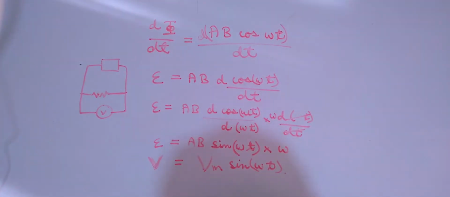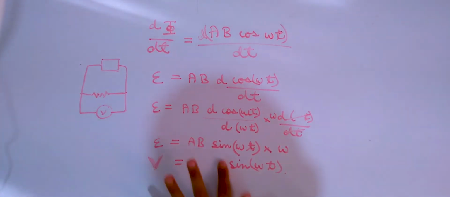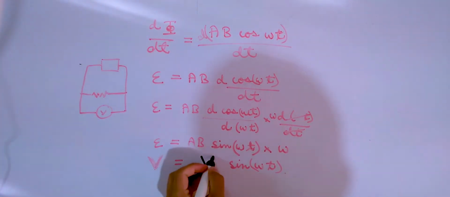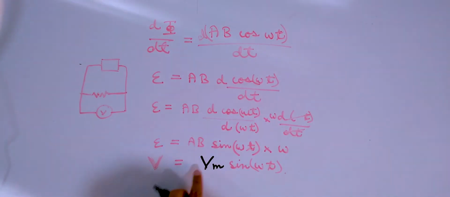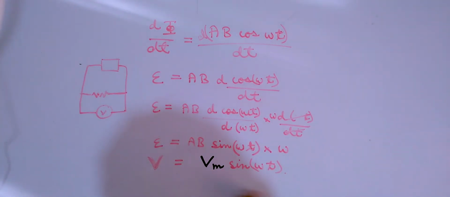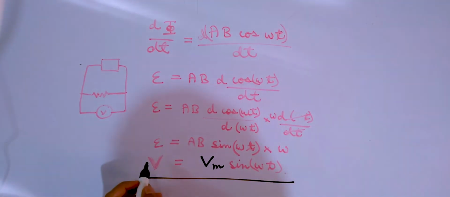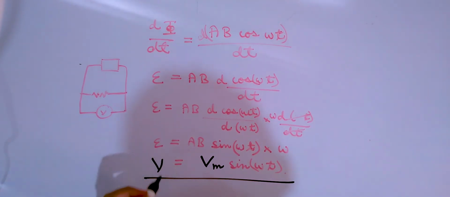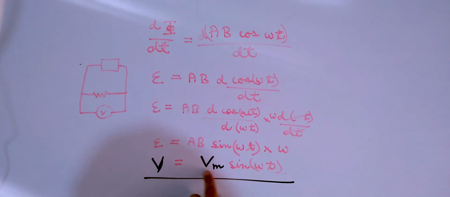I think I should use a different color because I'm running out of ink. Vm, that looks good. And that is nothing but the maximum voltage that I can get out of this generator. So what does this equation tell me? This equation tells me that the voltage at any instant is nothing but the maximum voltage times sine omega t, and this whole term depends on the time at which you're finding the voltage. So it would vary like a sine curve.